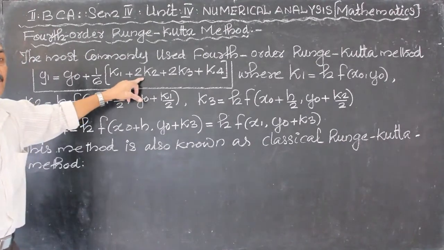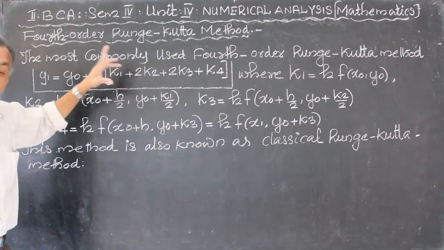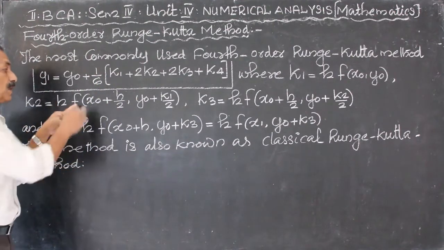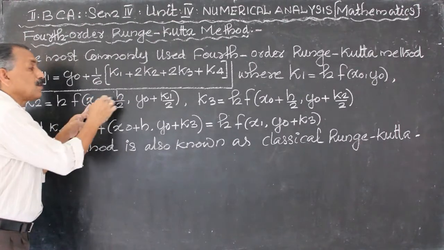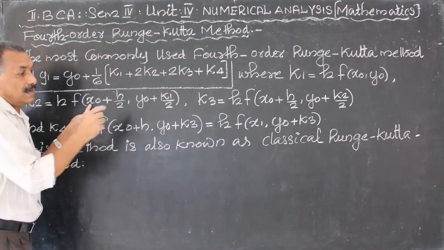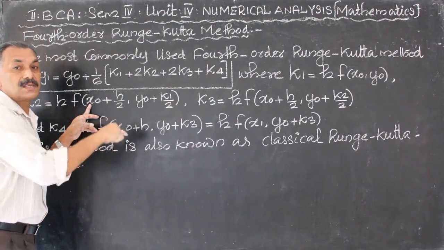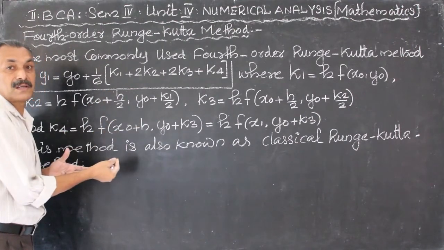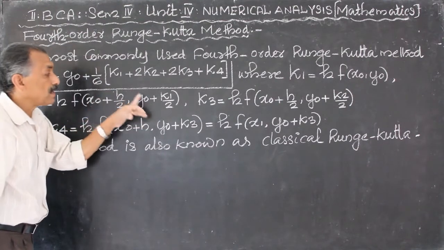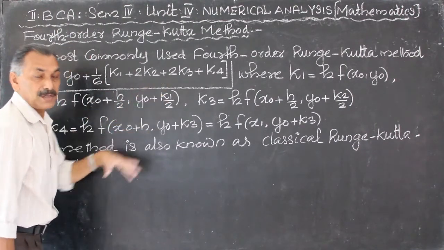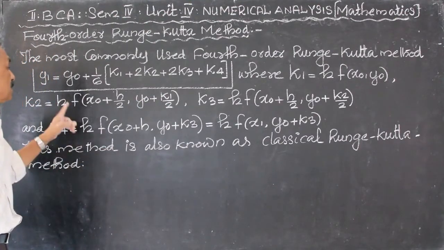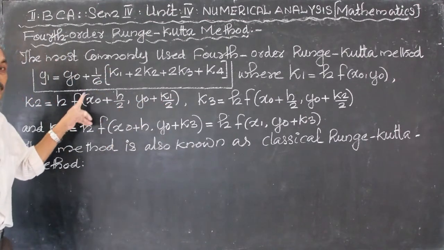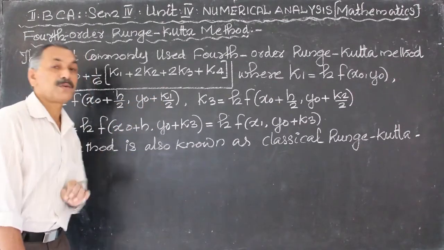And again, what is k2? In the second order method, k2 is equal to h into f of x1, y0 plus k1. Otherwise, in the fourth order method, k2 is equal to h into f of x0 plus h by 2, y0 plus k1 by 2. Here x0 plus h is x1, and x0 plus h by 2 is the middle point of x0 and x1.